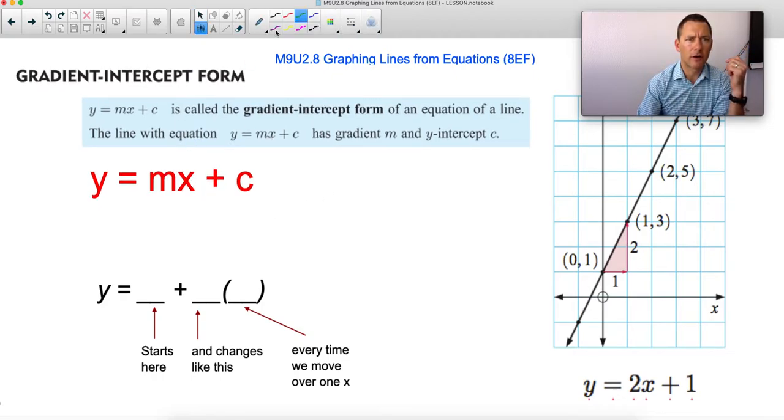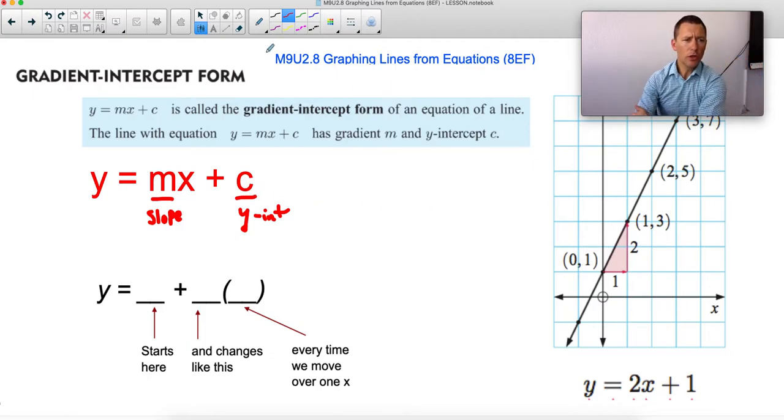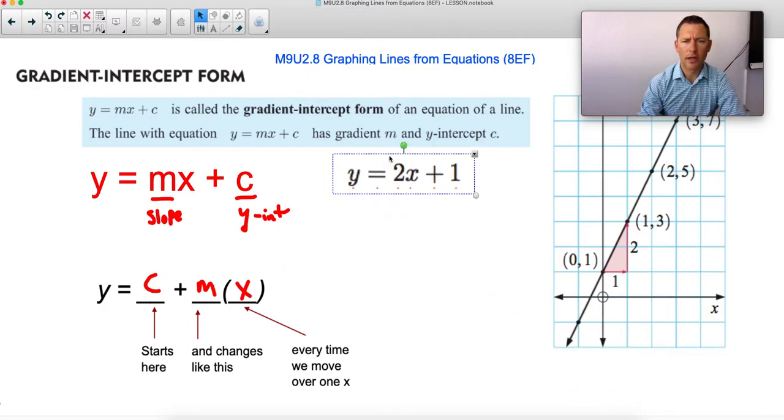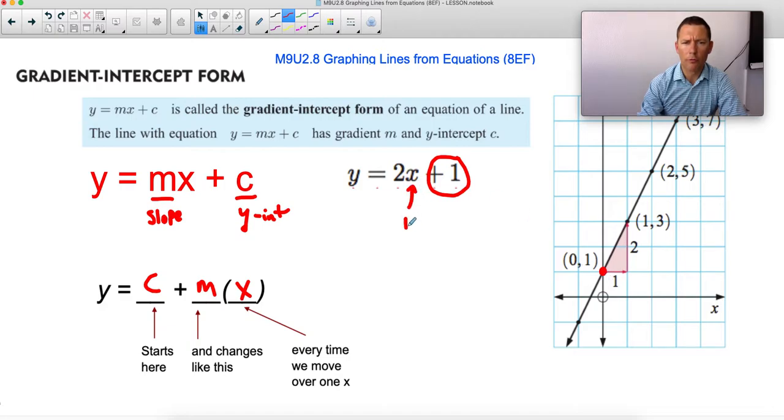The major parts are this is the slope, and this piece is the y-intercept, where the line hits the axis. You could think about it like this. You start at the c value, and every time you go over 1 in x, you change like this. So, for example, if we're using 2x plus 1, and we're trying to graph it, it would start at 1 on the y value, and every time you go over 1 unit, you would change the y by 2.